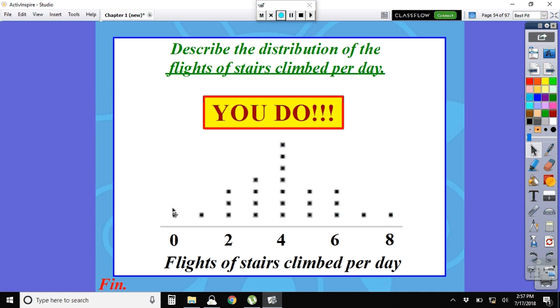So now what I want you guys to do is do the same thing that we just did together. I want you to describe the distribution of the flights of stairs climbed per day. We've got a minimum of 0 with a maximum of 8. We've got a bunch of values in between. So again, tell me the shape, tell me the center, tell me the spread, and also check, are there any outliers present? And we will discuss this the next day in class. And that is all for video 4.